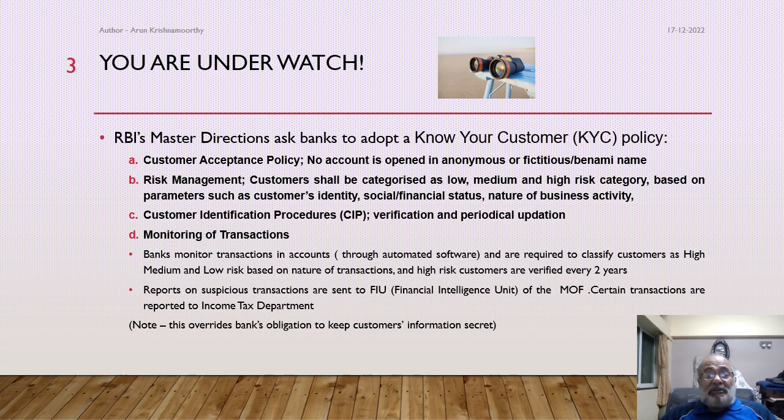Secondly, risk management: the bank's software will have an algorithm that will categorize customers as low, medium, and high risk based on parameters such as their identity, social and financial status, nature of business activity, and so forth. If you're a salaried employee working with a prominent corporate, you will probably be classified as low risk. However, if a transaction in an account seems out of line from your normal salary and other savings, then it may be categorized into medium or high risk.